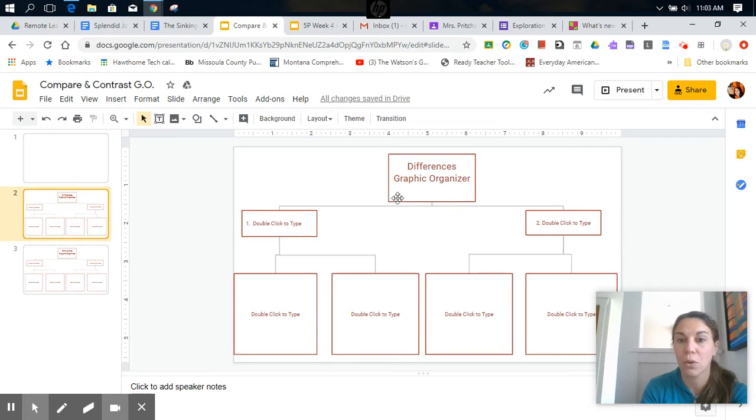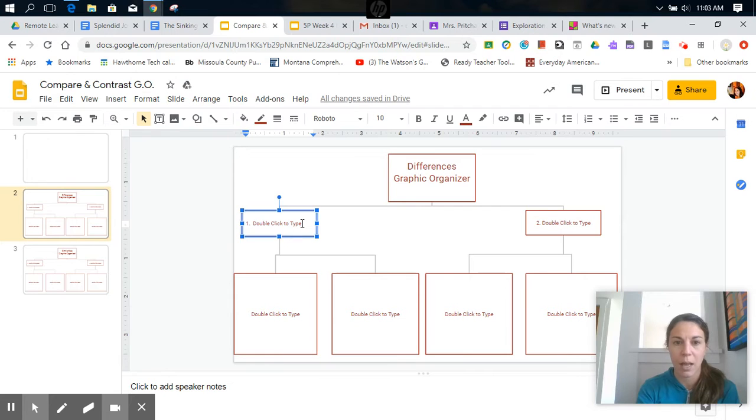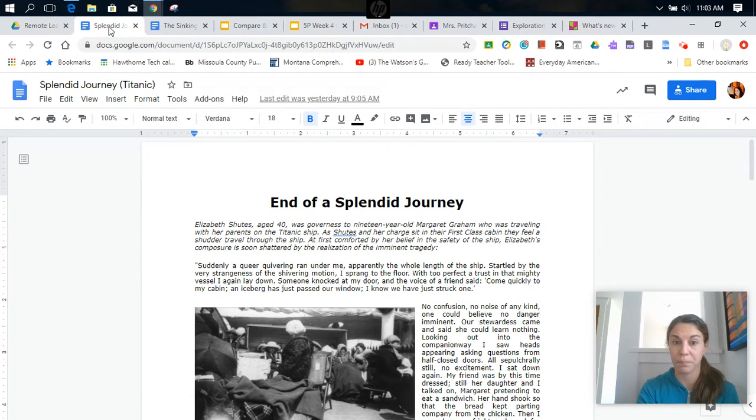So here I have a differences graphic organizer, and then on the other slide, I have a similarity one. So I'm going to kind of show you. Here it says click to type. So this is where I would just kind of erase that, and I would put the title of one of my texts. So again, you're going to have to go back to your Titanic text, which I have pulled up. So remember, one of them was End of a Splendid Journey. So that was one account that you read.